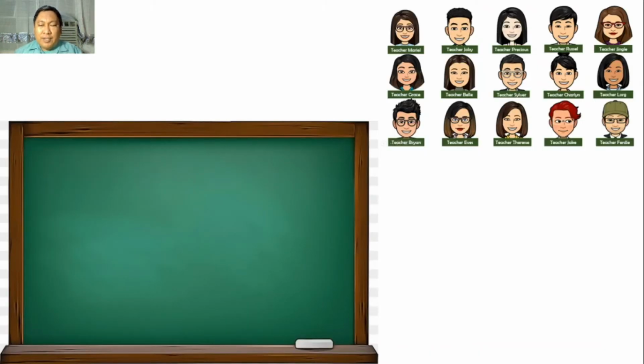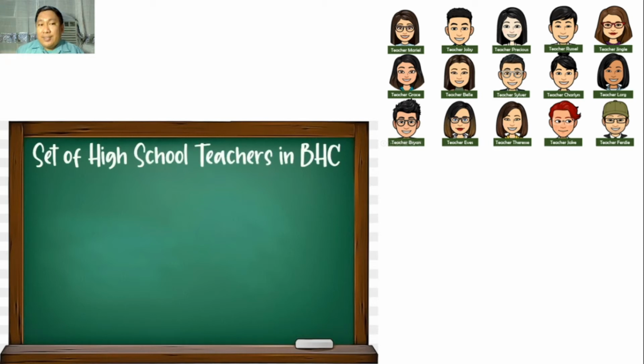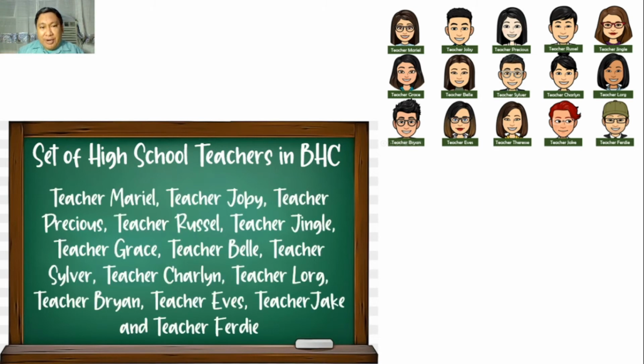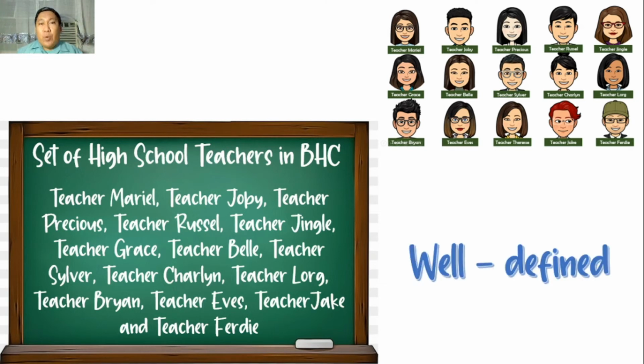Let's say, for example, this group of teachers. This group of teachers can be called the set of high school teachers in BHC. And it is composed of the elements Teacher Mariel, Teacher Joby, Teacher Precious, Teacher Russell, Teacher Jingle, Teacher Grace, Teacher Bell, Teacher Silver, Teacher Charlene, Teacher Lorge, Teacher Brian, Teacher Evs, Teacher Jake, and Teacher Ferdy. And we say that this set is well defined.